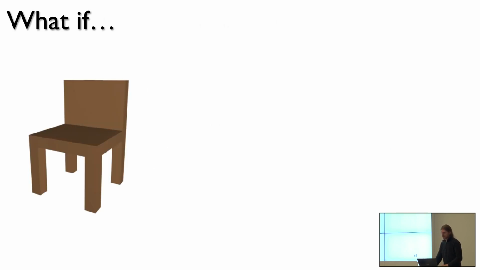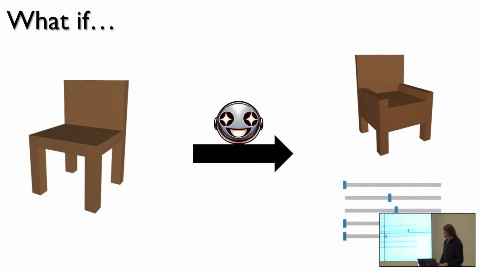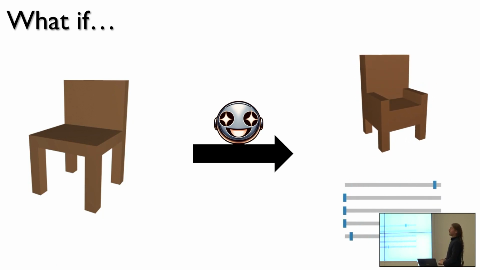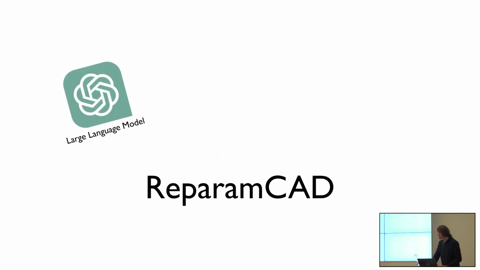But what if instead we could just take a CAD model, throw it at our nice robot friend here, and get out a model with all the variations we could possibly want? That'd be pretty cool. I'd like to see that. So that's what we tried to build. We call it ReparamCAD.